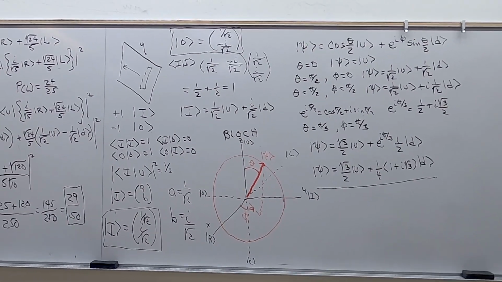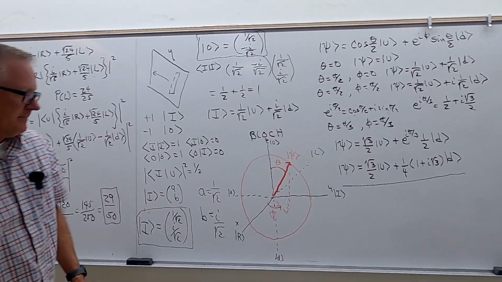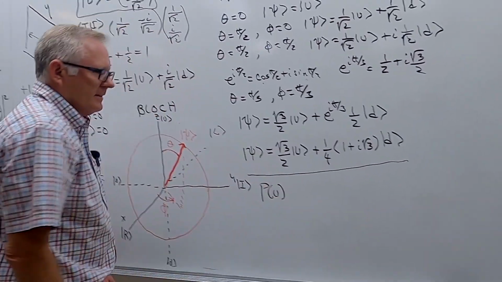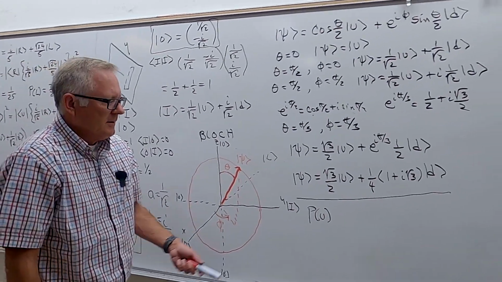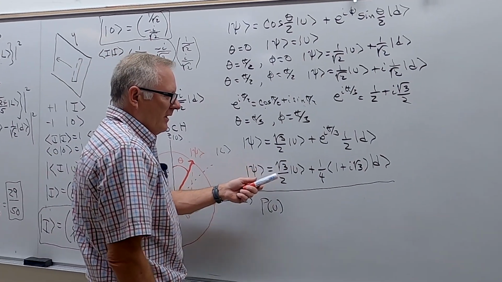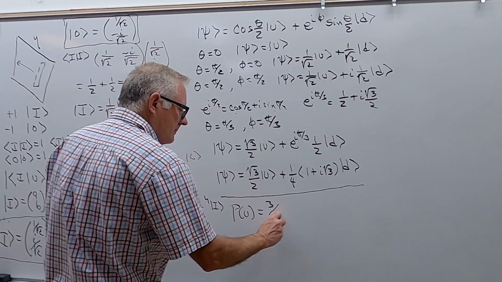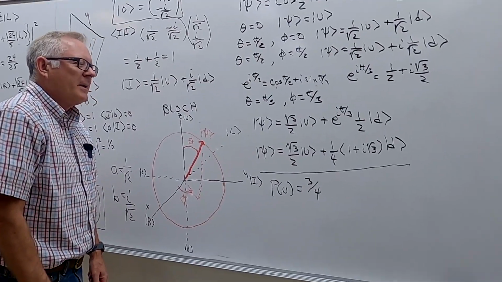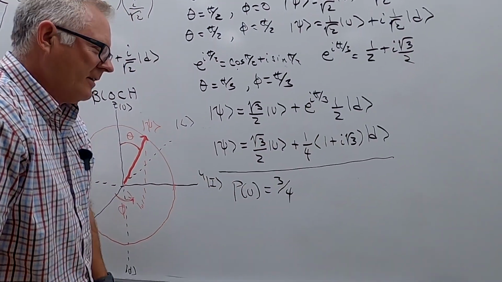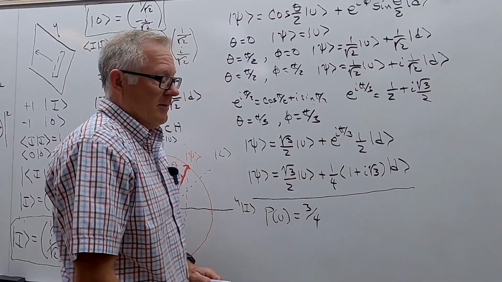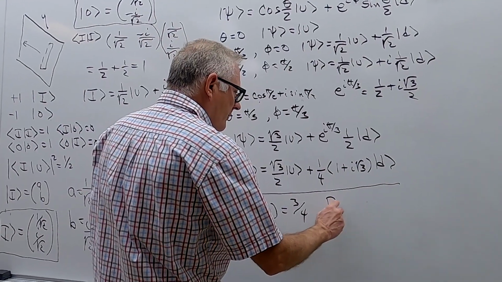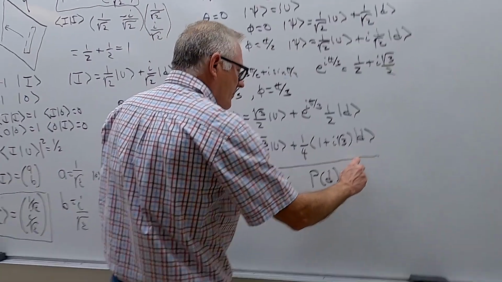We want to measure the probability of being in the up state. What is the probability of being in the up state? Well, it's just this squared right there, which is just 3/4. What's the probability of being in the down state? It would be this times its complex conjugate, but I don't even have to do it because I know it better be 1/4, because I know this probability plus that has got to be 1. So the probability of being in the down state would be 1/4.